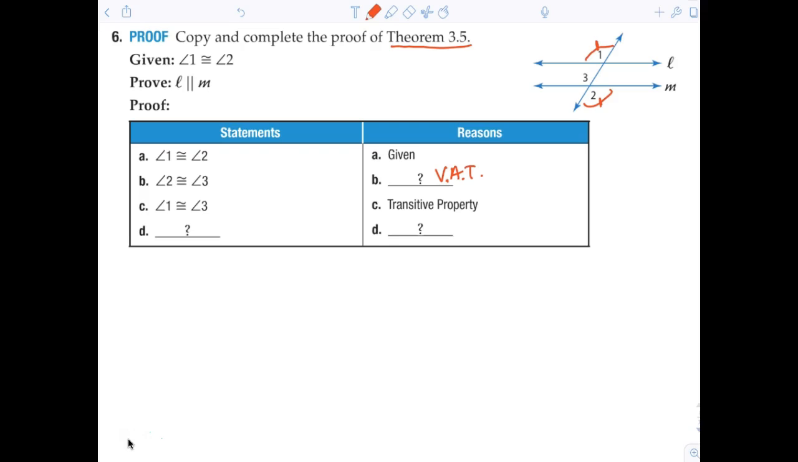Now, why is angle 1 congruent to angle 3? That is the transitive property, because if 1 equals 2 and 2 equals 3, then 1 has to equal 3. Is everybody good with that? All right? So now they're asking, now that angle 1 is congruent to angle 3, what can we say about the two parallel lines? They are parallel. But why are they parallel?